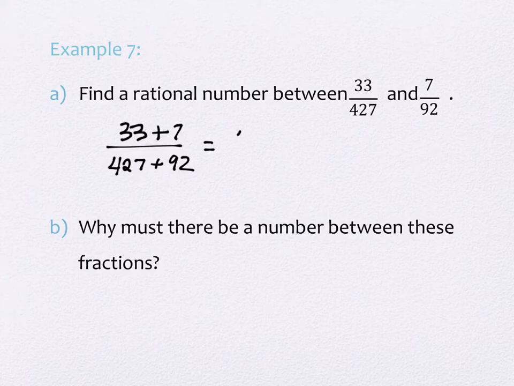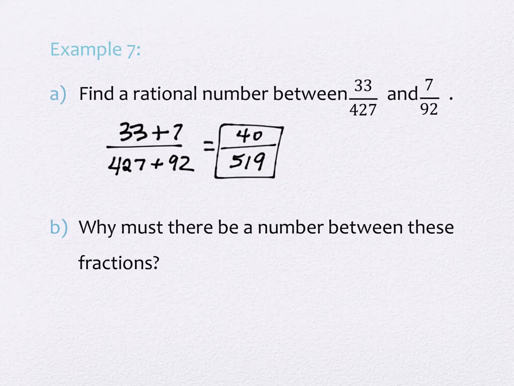The top's 40. I'll do the easy one. Somebody tell me what you get when you add those two denominators together. 519 is right, yes. Thinking about the number 40, it's divisible by 2 and 4 and 5. 519 is not divisible by any of those. So I don't even have to do any reducing on this particular one. I could have, but I didn't. 40 over 519 is in between them.